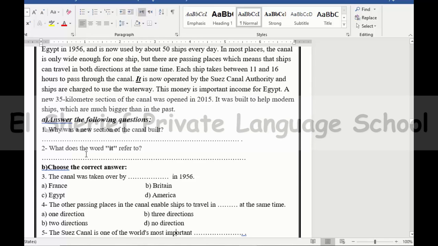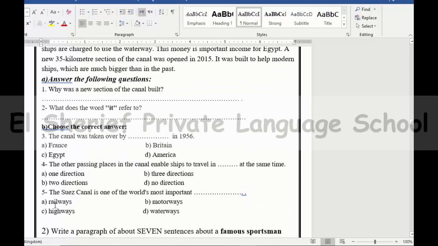Number 2. What does the word "it" refer to? It refers to the Suez Canal. Choose the correct answer. 3. The canal was taken over by Egypt in 1956. So the answer is Egypt. Number 4. The other passing places in the canal enable ships to travel in two directions at the same time. So, 2 directions. Number 5. The Suez Canal is one of the world's most important waterways.